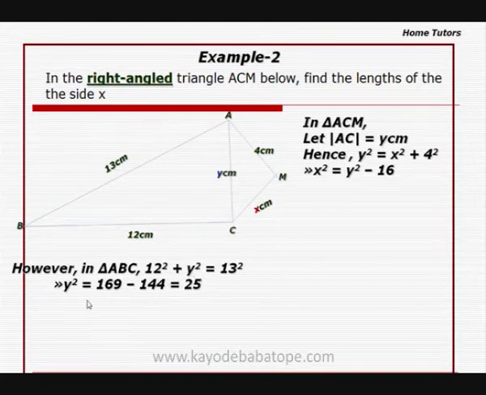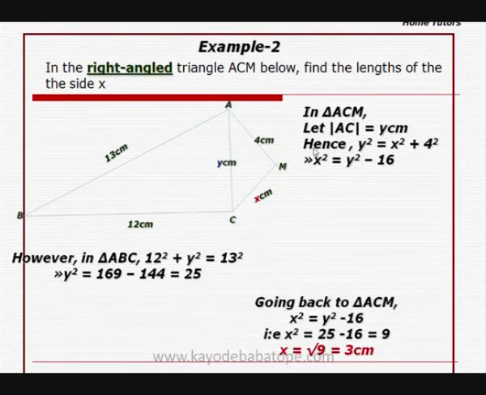From where you obtain y squared will be equal to 13 squared minus 12 squared. That is, y squared equals 169 minus 144. That gives us 25. Now, instead of trying to calculate y, you don't need to calculate y, because in the earlier equation you are trying to solve, x squared equals y squared minus 16. And from triangle ABC, you have been able to obtain that y squared equals 25. All you just need to do is to go back to this equation and replace y squared with 25.